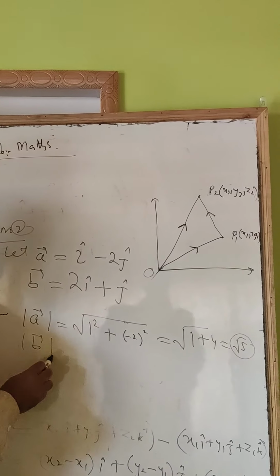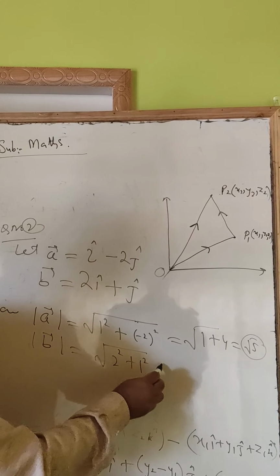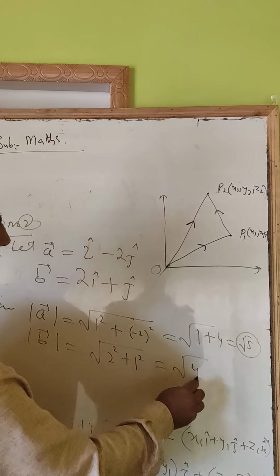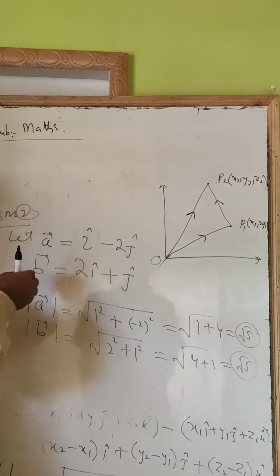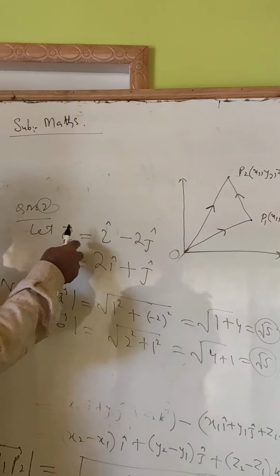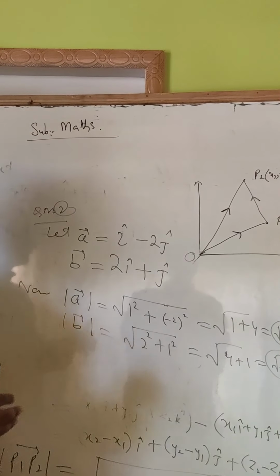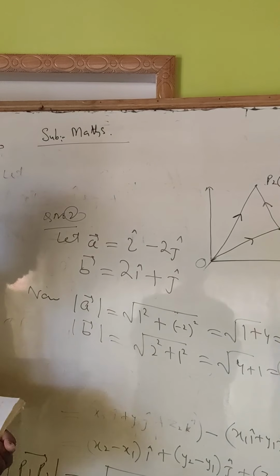Magnitude of B is equal to square root of 2 squared plus the coefficient of j which is 1 squared, square root of 4 plus 1, that is equal to square root of 5. The magnitude of both vectors came out the same, square root of 5, but the two vectors are different, they are not same. Their magnitude is same but the vectors themselves are different.